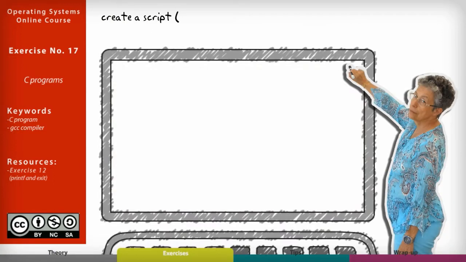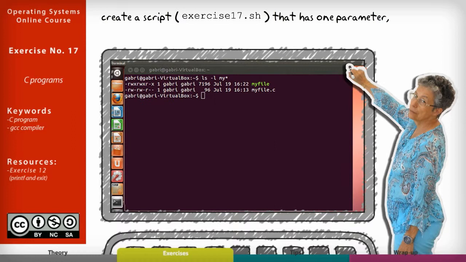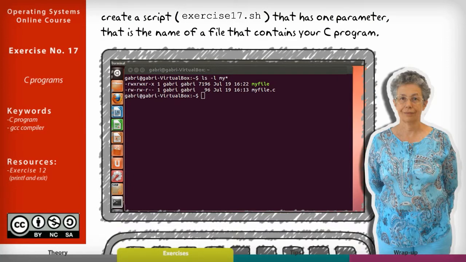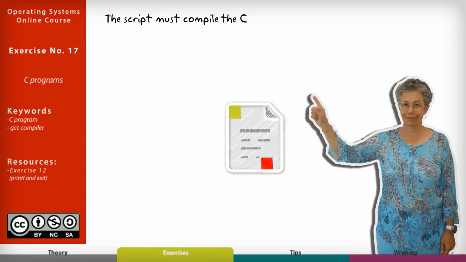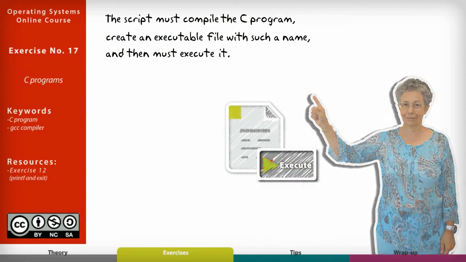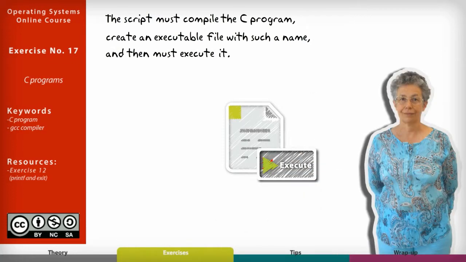Now create a script, exercise17.sh, that has one parameter, that is the name of a file that contains your C program. Just the name, without the .c ending. The script must compile the C program, create an executable file with such a name, and then it must execute it.